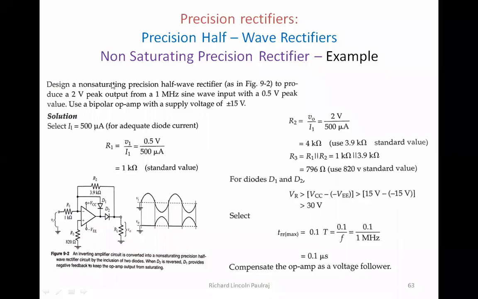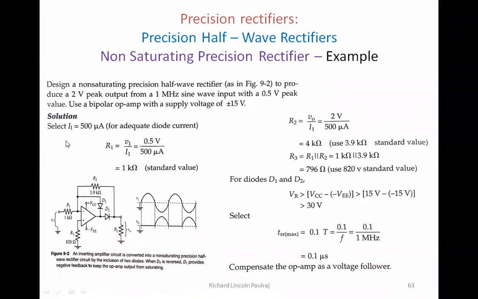Design a non-saturating precision half-wave rectifier to produce a 2-volt peak-to-peak. Okay, so when it is peak-to-peak from one peak to another peak, it should be 2 volts. And the frequency is 1 megahertz, and we're going to use a sine wave for that with 0.5 volt peak value. Okay, 0.5 volt peak value. Use a bipolar op-amp with a supply voltage of plus 15. Right. So we are going to use plus or minus 15, plus 15 minus 15.